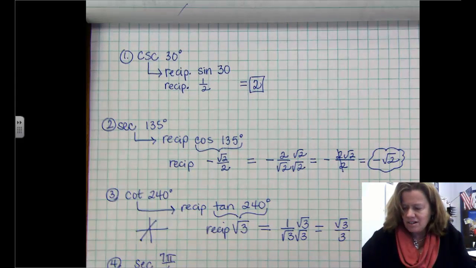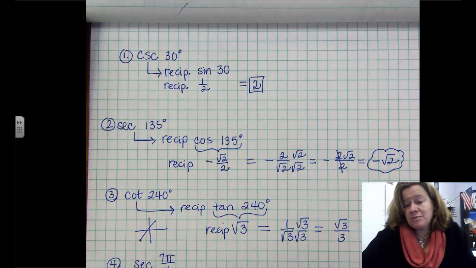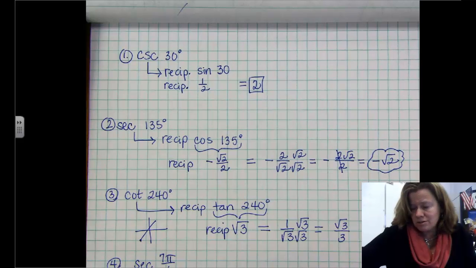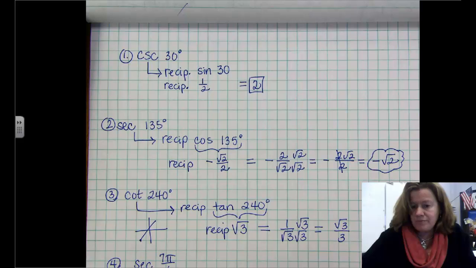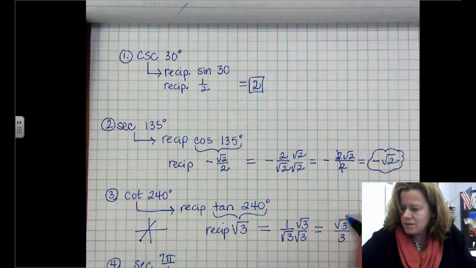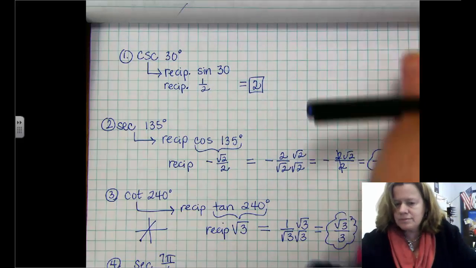So with tan, while we say that tan can be trouble, with the reciprocal functions it's not. The reciprocal of root 3 is root 3 over 3. And I bet you can guess what the reciprocal of root 3 over 3 is. Root 3. So that took a little less work, which is somewhat shocking with tangent.